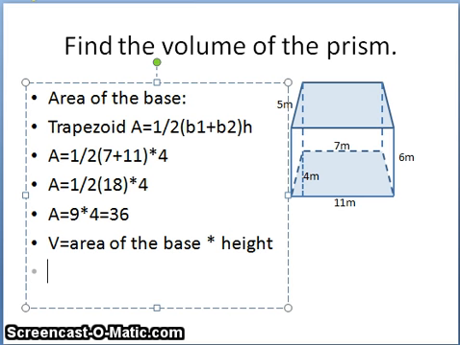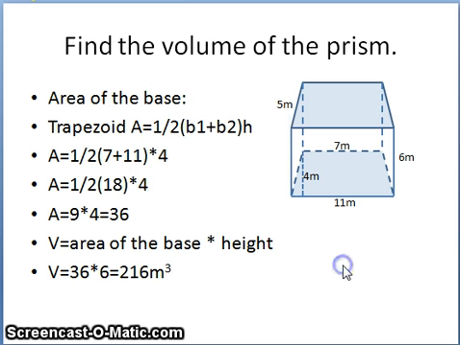Okay, so now I'm going to do that. The area of the base was 36. The height of this prism is 6 meters. So times 6. So 36 times 6, I'm going to go ahead and use my calculator because I don't feel like doing that by hand, which is 216. And then again, I have to watch my units. So meters cubed. So that is my volume.